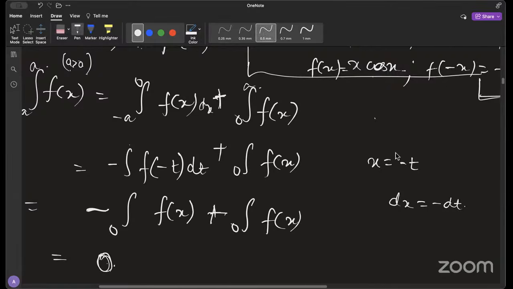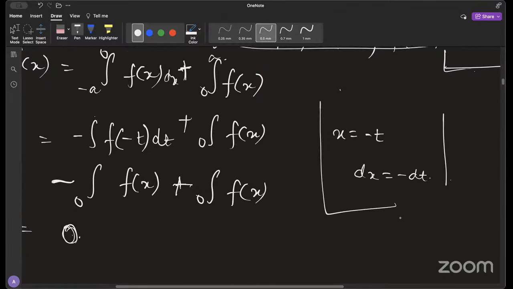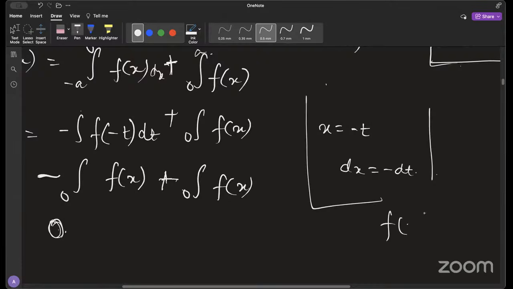I'm explaining why this is just a direct formula. This is a direct thing that you should know, but I'm just explaining how you get it. If you have f(x) from -a to 0, you can simply write f(-x) from 0 to a. This is an identity. But if you don't want to use this identity directly and you want to know how we get to it, then I'm explaining that part here.